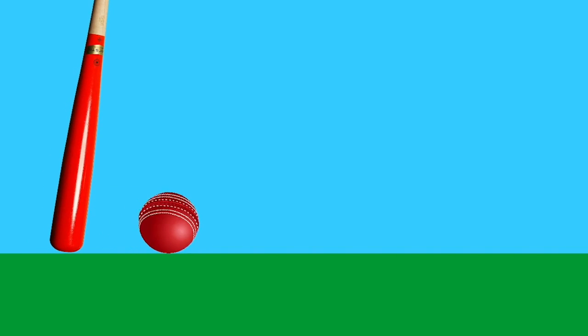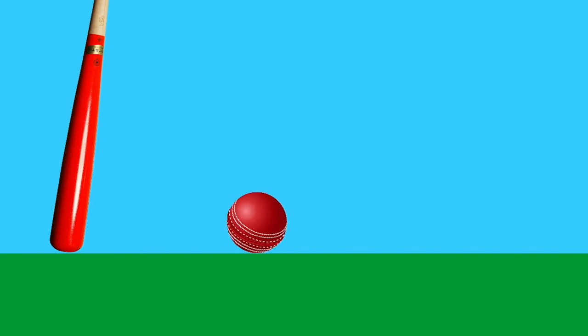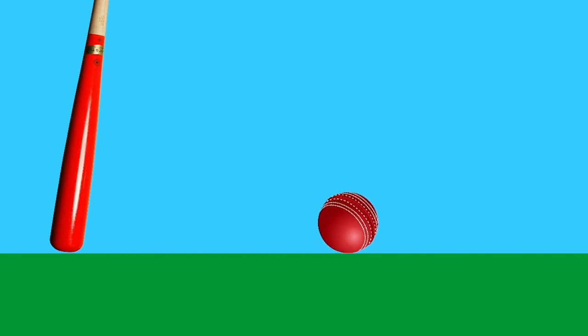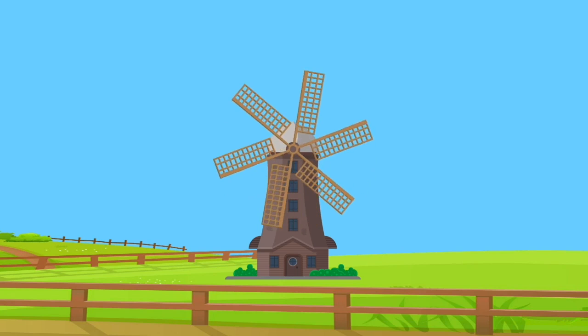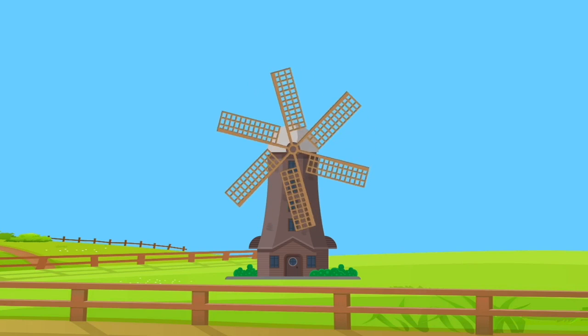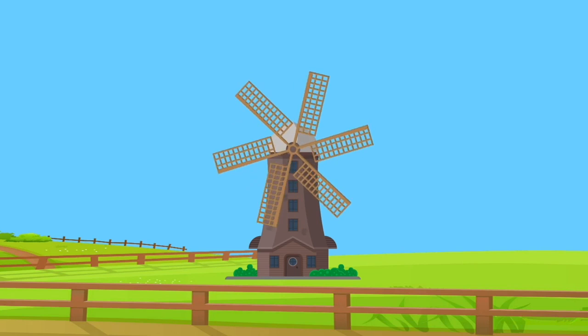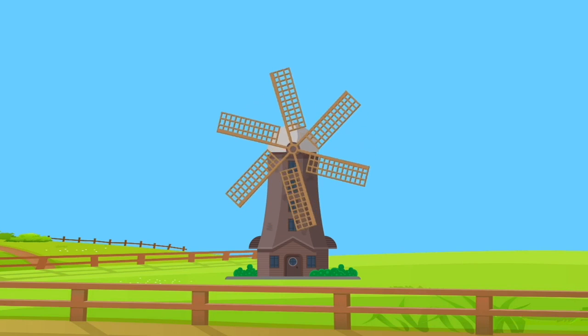This ball was set into motion as it was pushed by a bat. This pendulum bob started oscillating because it was pulled by the gravity of the earth. And this propeller was set in rotational motion because it was pushed by the wind.